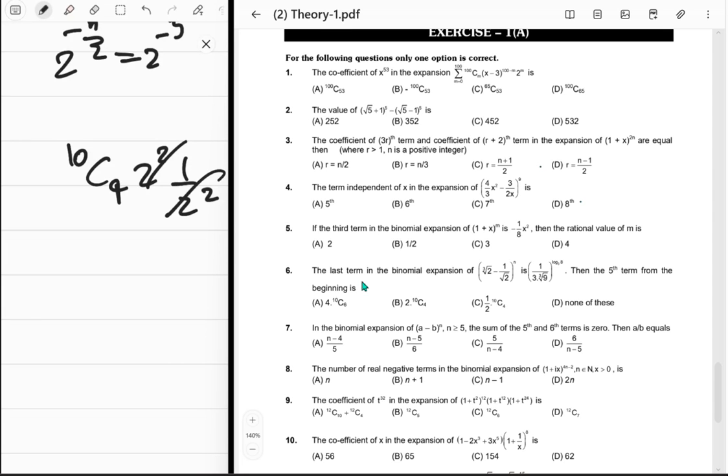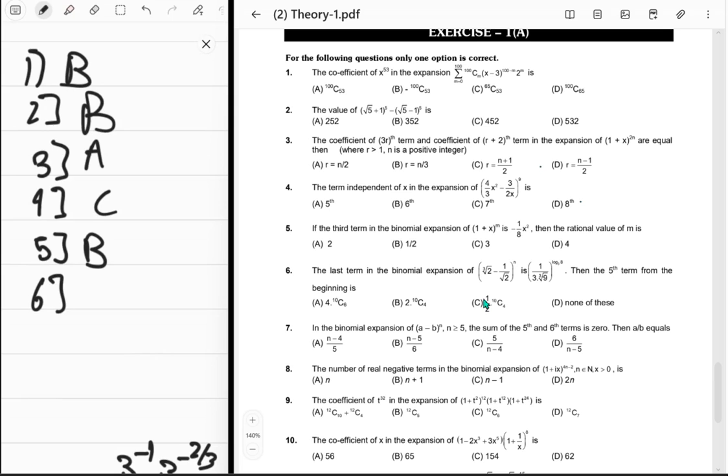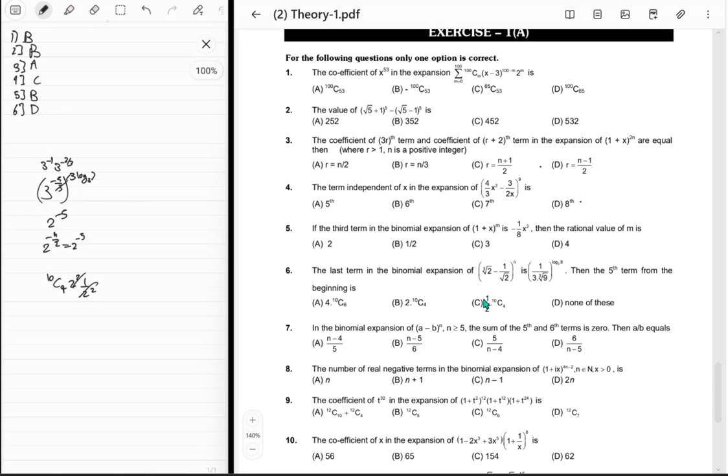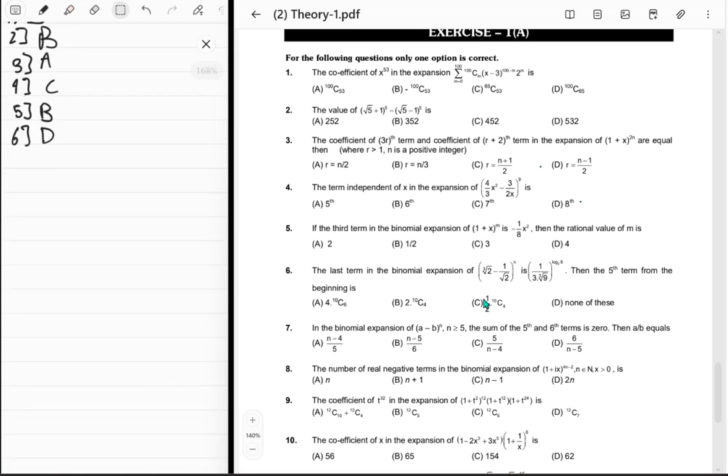Fifth term from the beginning. So you got to have 4 over here. So 1 upon square root of 4. That's got to be 1 upon 2 squared. And then cube root of 2 power 6. That's why it's going to be 2 power 2. And that's how it just becomes 10c4. Now, none of these values is 10c4. So you have to go for D. That's the only thing that you can say. So yeah, 7th.